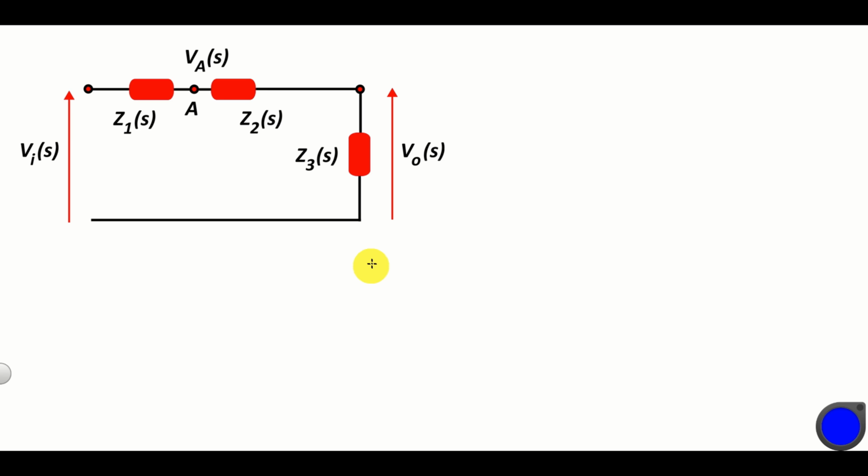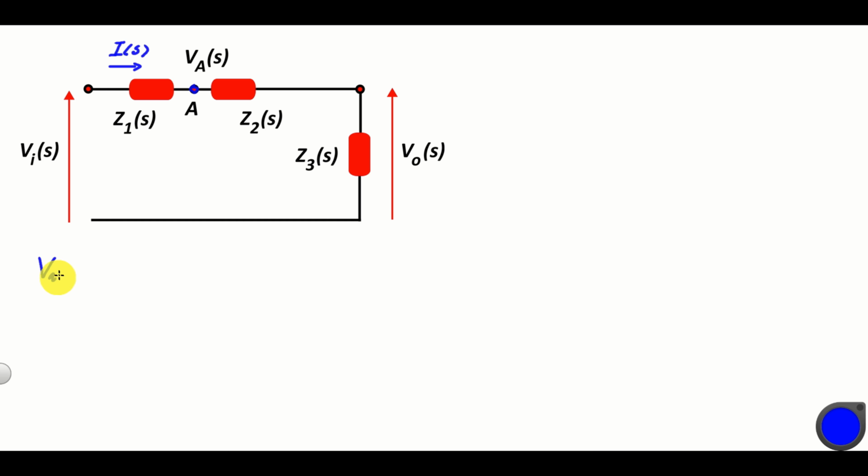To solve this problem, let's first denote the current through this circuit. I will denote the current as I of S. Note over here that all the variables are in the complex S domain. Next, observe this point A. The potential of this point is VA of S. By using the Ohm's law in the complex S domain, we can write the following.